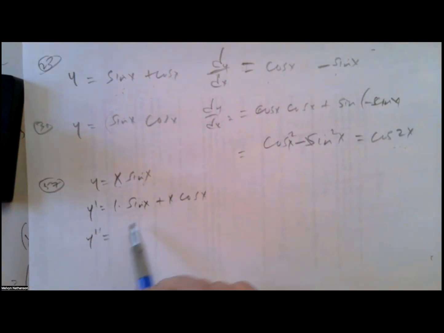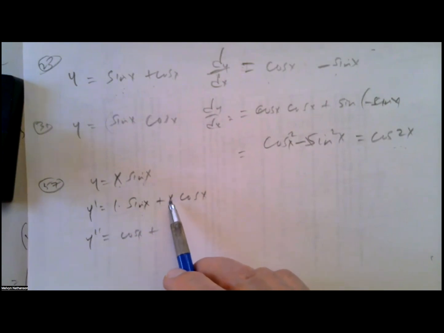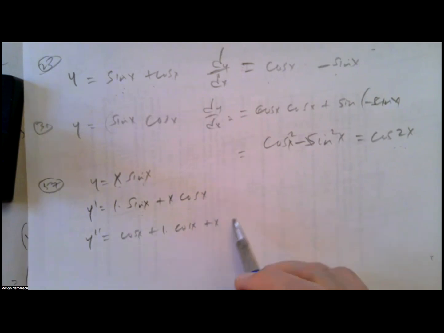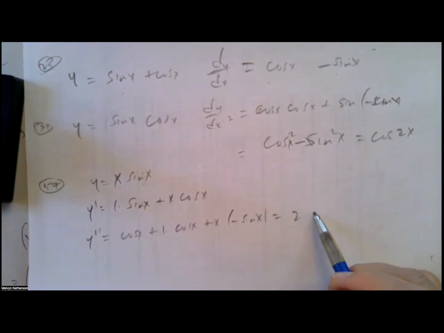If I differentiate again, the derivative of the sine is cosine x, plus, what's the derivative of x cosine x? The derivative of x, which is 1, times cosine x, plus x times the derivative of the cosine, which is minus sine x. So it looks like I get 2 cosine x minus x sine x. Cosine x plus cosine x is 2 cosine x.